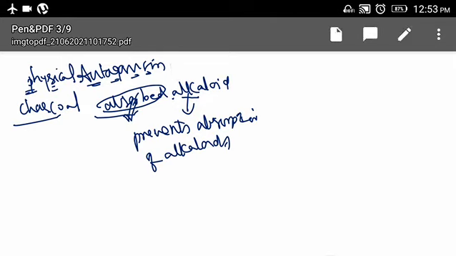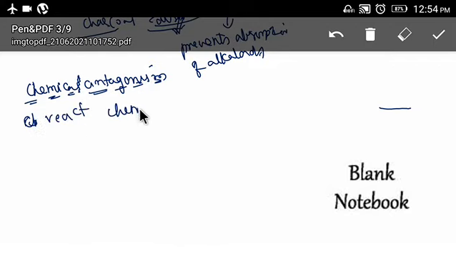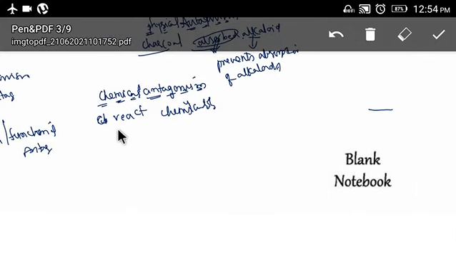Let's see chemical antagonism. In chemical antagonism, as the name itself indicates, it is based on chemical property. Here, as I told you, chemical property is used. That means here the two drugs will react chemically, and this reaction will lead to the formation of an inactive product.